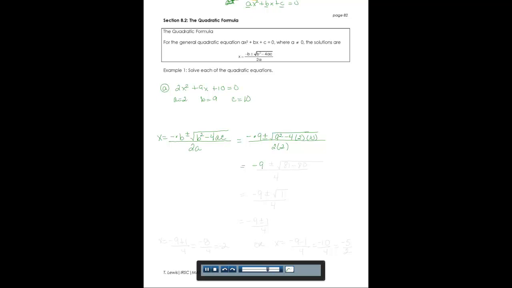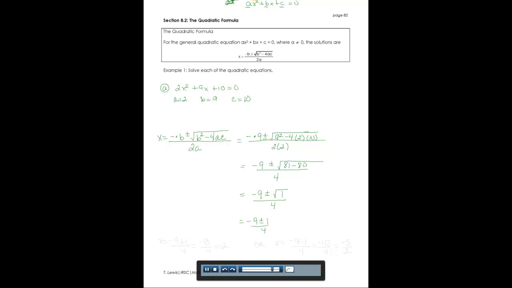So we have negative 9 plus or minus the square root of 81. And then we have negative 4 times 2 times 10. Negative 4 times 2 is negative 8, times 10. That's negative 80, all over 2 times 2, which is 4. We have negative 9 plus or minus the square root of 1, over 4. Take the square root of 1. We have negative 9 plus or minus 1, over 4.